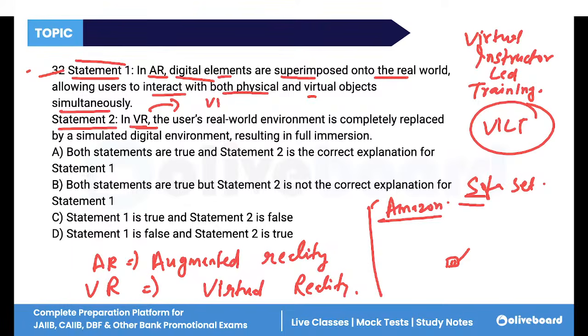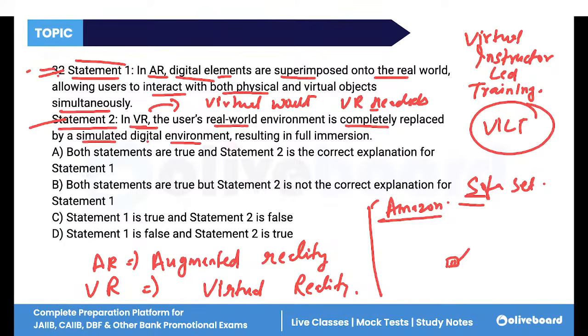this will take you into the virtual world. Like you have heard of VR headsets. If you wear these headsets, you will feel that you are actually in another world, a different virtual world. That is, the user's real world environment is completely replaced by a simulated digital environment. So your real world is replaced by the virtual environment.